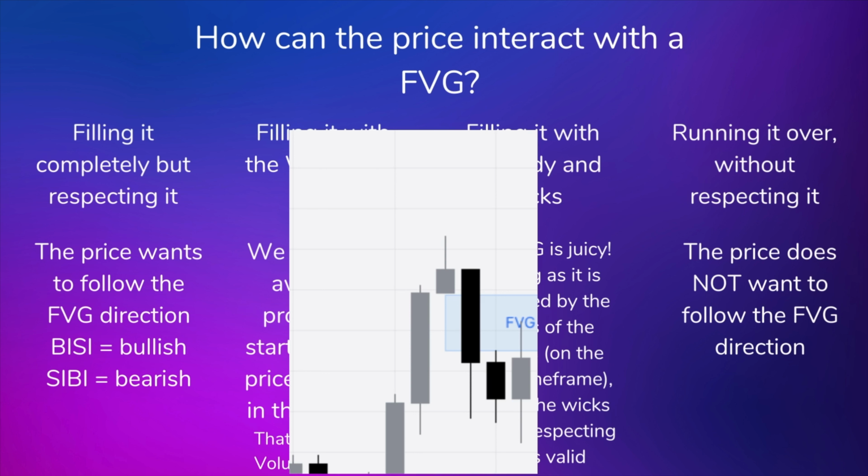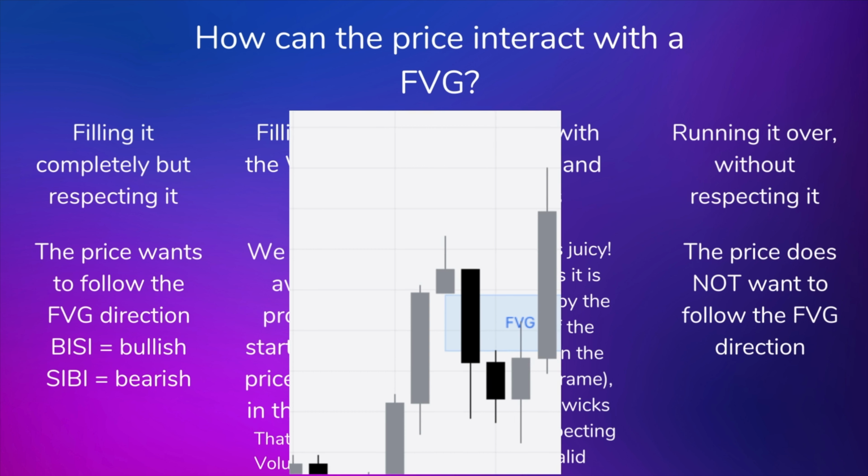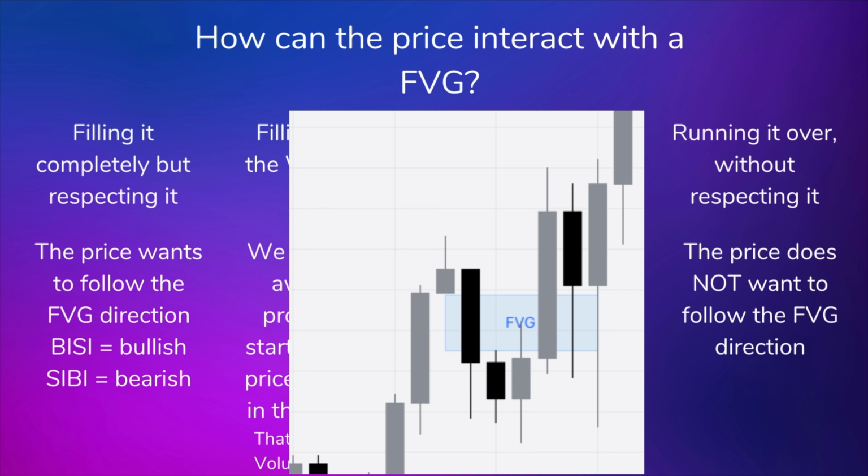And I just want to give you here a quick example. We have here a fair value gap, a bearish fair value gap, so a CB that's being formed. We can see here that the candle on the same time frame in which the fair value gap was formed did not respect that fair value gap at all, and it kept going in the opposite direction.